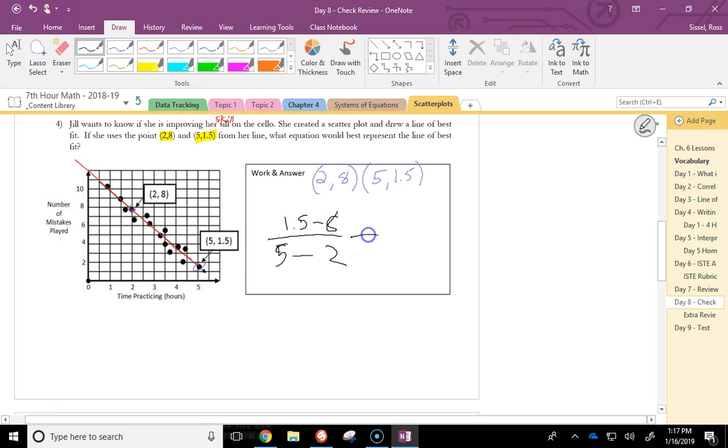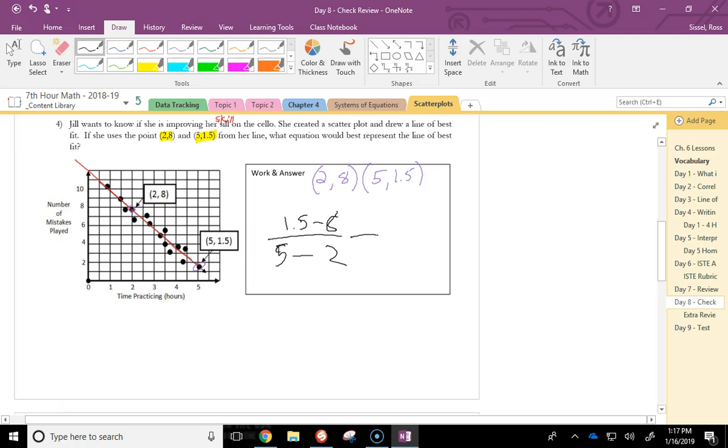Alright, so Andrew went ahead and wrote up 1.5 minus 8, and that is all over 5 minus 2. Perfect. How did he know which one was y2 though? How did I know to make 1.5 y2? How come we didn't do 8 minus 1.5? Charles?